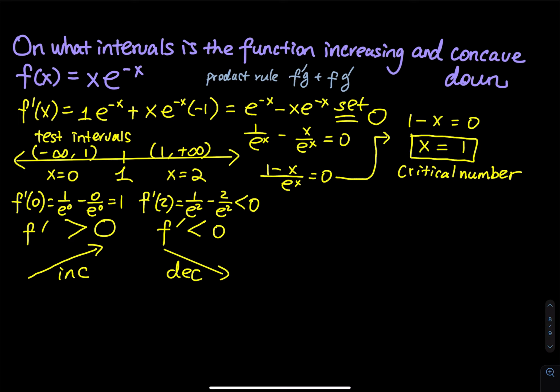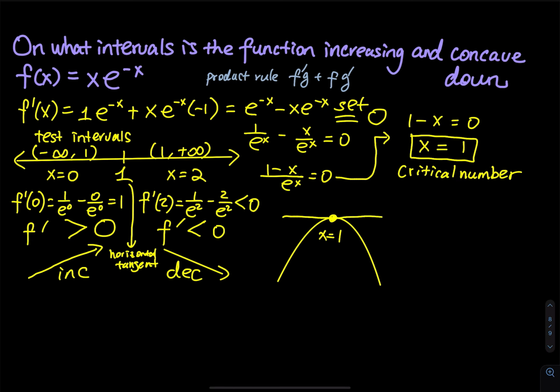And then what happened when x equals 1? When x equals 1, we have a horizontal tangent line. Let's say we have a parabola. The best way to explain everything I did is using a parabola. So when x equals 1, there is a horizontal tangent. So I'm going to write this down: horizontal tangent line.